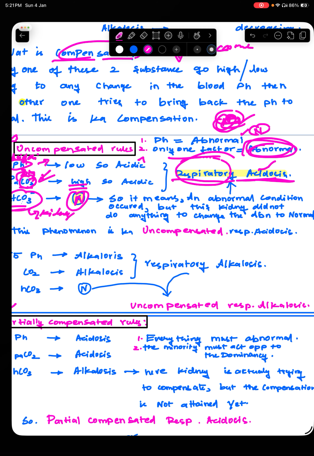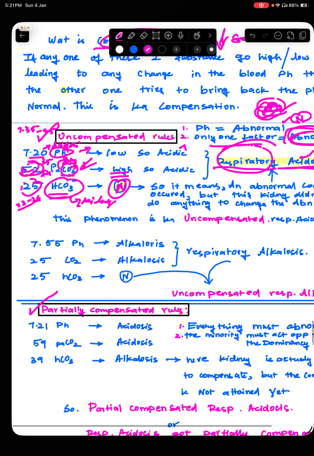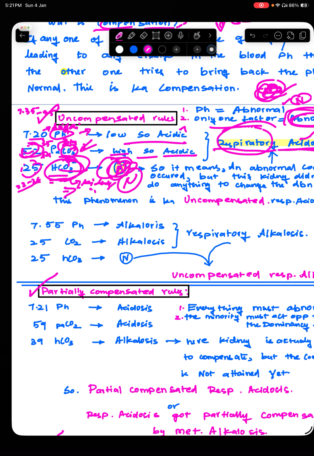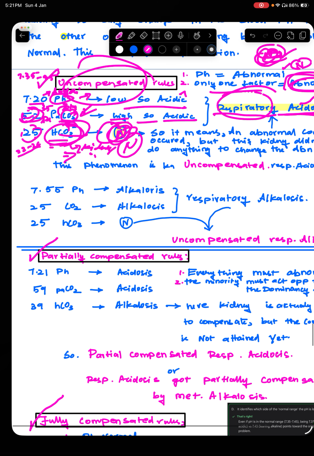Since the other factor did not care about the change in the pH, it is uncompensated. Here the pH is abnormal, CO2 is abnormal, but HCO3 should have done some compensation and did not. How do we know it did not? It is in a normal state. The HCO3 level should have increased to compensate for the acidosis in the blood, but here it is normal, so it is uncompensated.